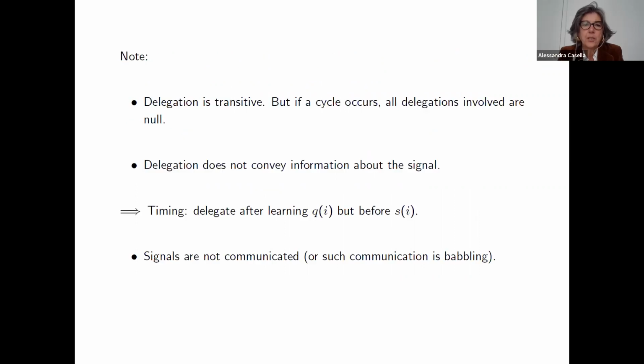All right. So delegation is transitive. However, if a cycle occurs, all the delegations involved are null. Another assumption we want to make is that delegation does not convey information about the signal. So we don't have equilibria where people who receive a certain signal delegate and others do not. If your signal is A, you delegate. If your signal is B, you don't delegate.